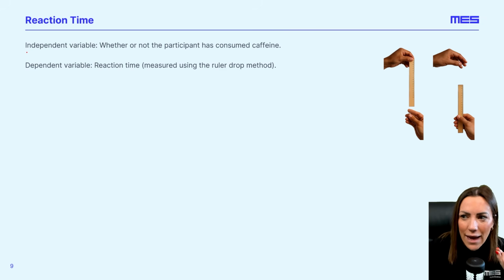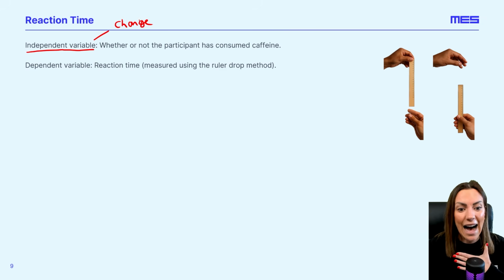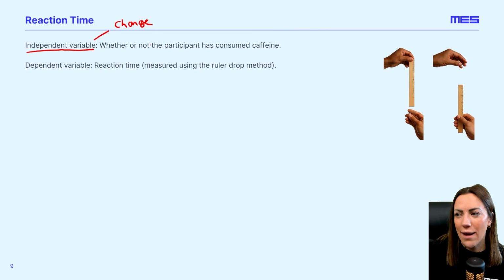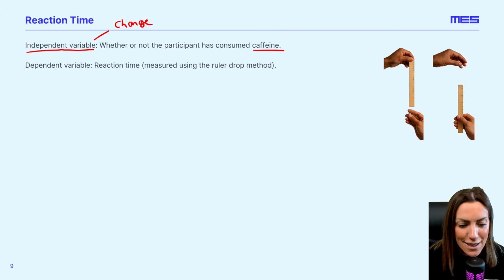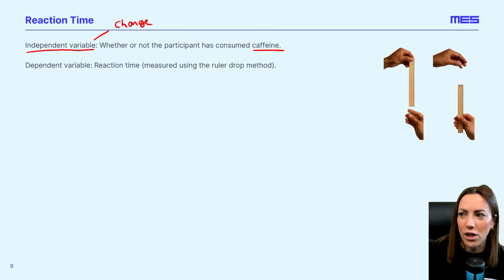So our independent variable is the one we change. Yeah, I for independent, I change it on purpose to see if it affects the results. So our independent variable was whether or not the participant had consumed caffeine. So caffeine versus no caffeine. It might be distractions versus no distractions. It might be 50-year-olds versus 20-year-olds, whatever variable you are investigating, whichever variable you are changing.